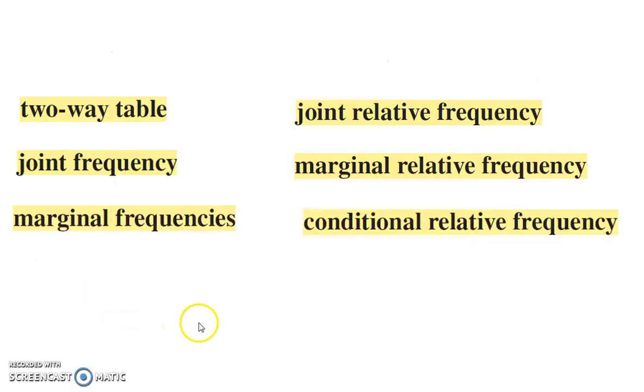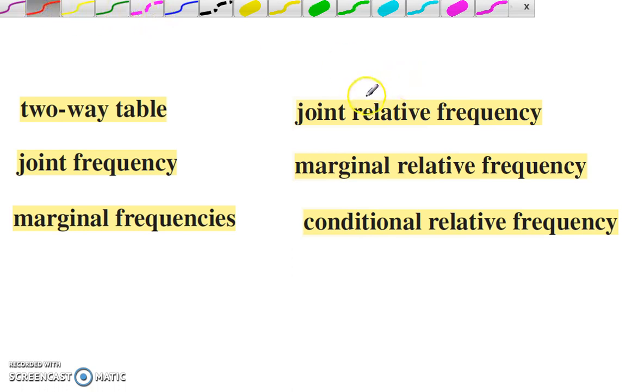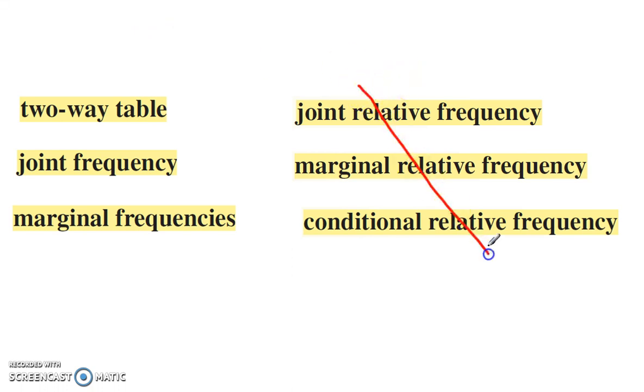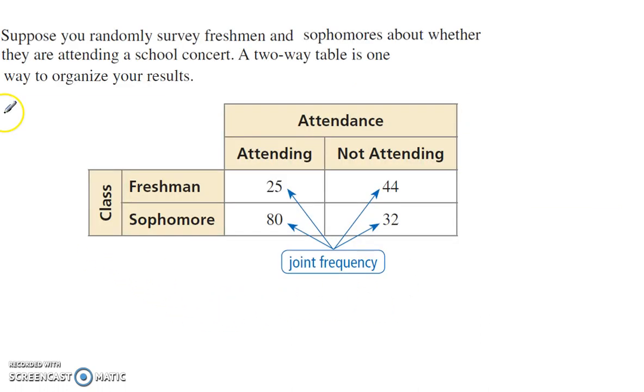A couple of terms that we will look at are two-way table, joint frequency, and marginal frequencies. Terms that we are not going to look at are joint relative frequency, marginal relative frequency, and conditional relative frequency. So you're not going to have to worry about these. But I'm just going to look at a two-way table here.